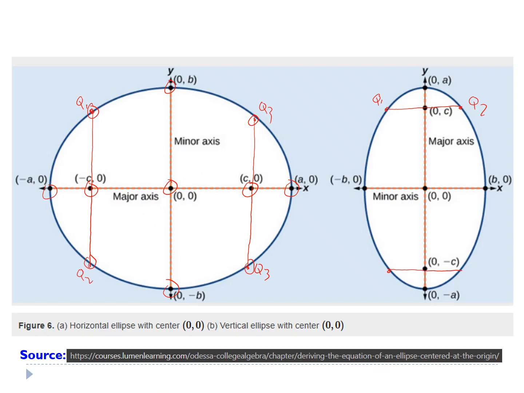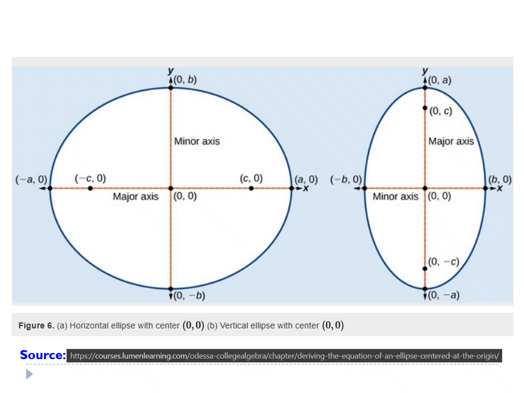You can call this Q3 and Q4. So again, we have 11 points. When we graph our ellipse, we have to show the coordinates of 11 points. Okay, this slide shows us the two possible scenarios of our ellipse when its center is at the origin.